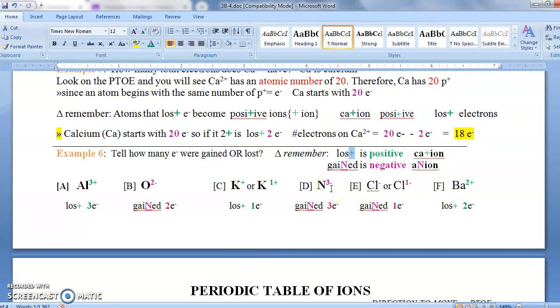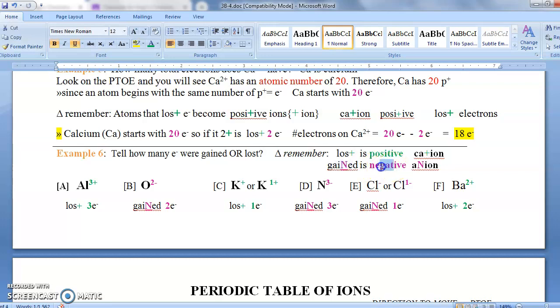Nitride ion has 3 minus. I should have called this the oxide ion because when it's a negative, they put an "ide" on the end. When it's positive, they leave the ending the same. This is the aluminum ion. This is the oxide ion. This is the potassium ion. This is the nitride ion. "Ide" means it gained electrons.